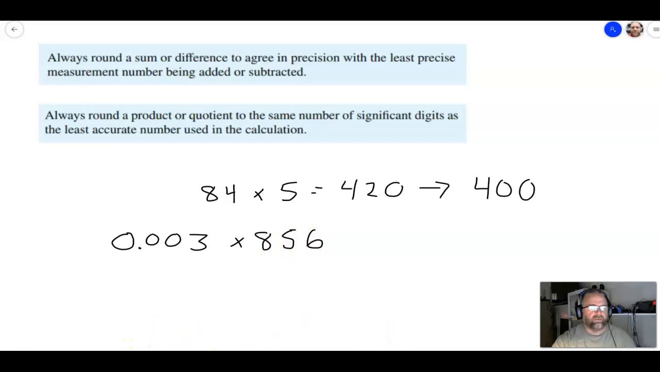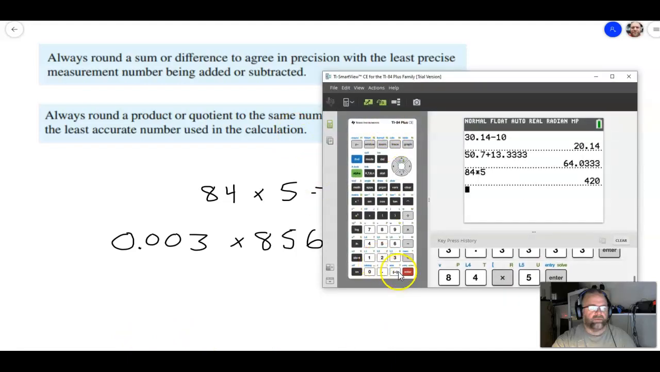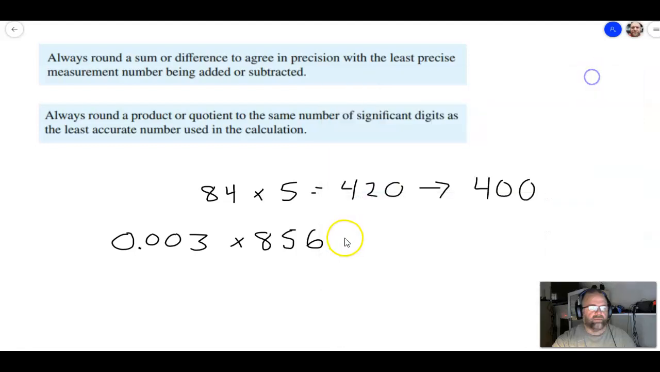All right, let's take a look. First thing I'm going to do is go to my calculator, and we're going to do 0.003 times 856, and I get 2.568.